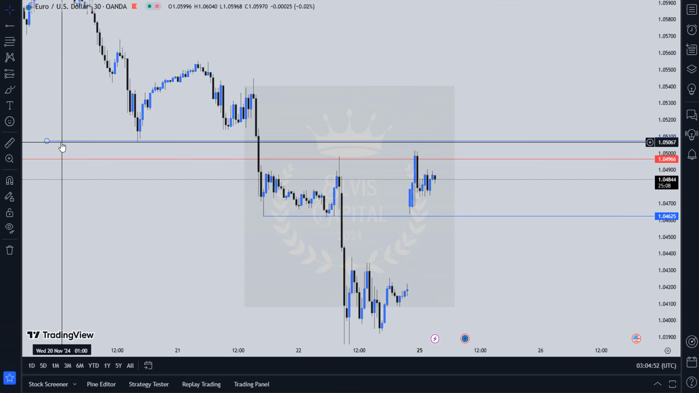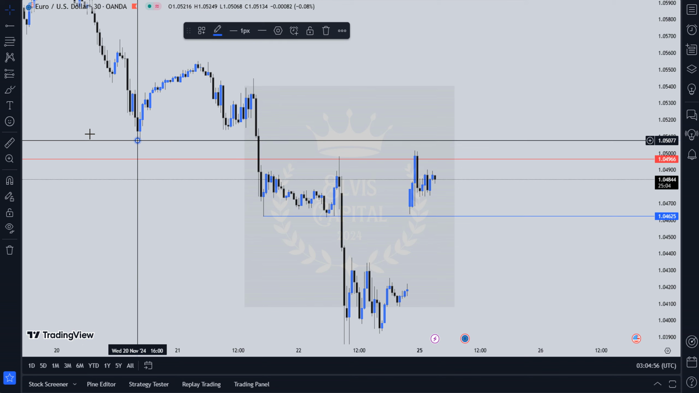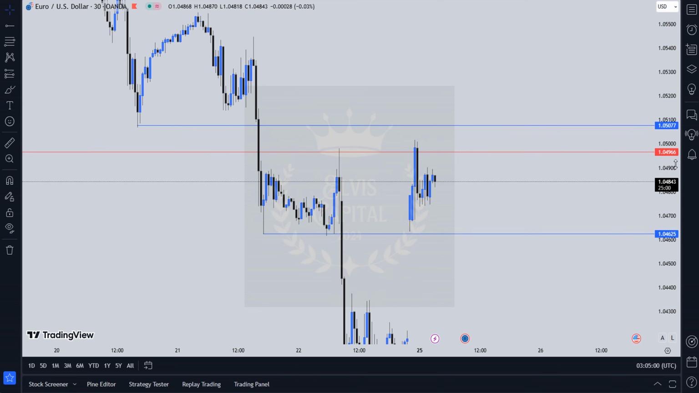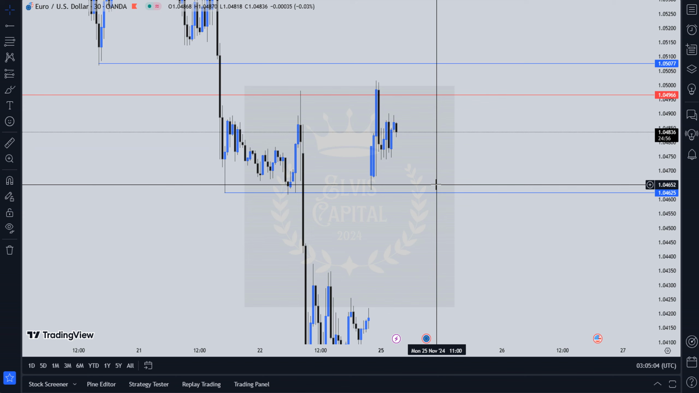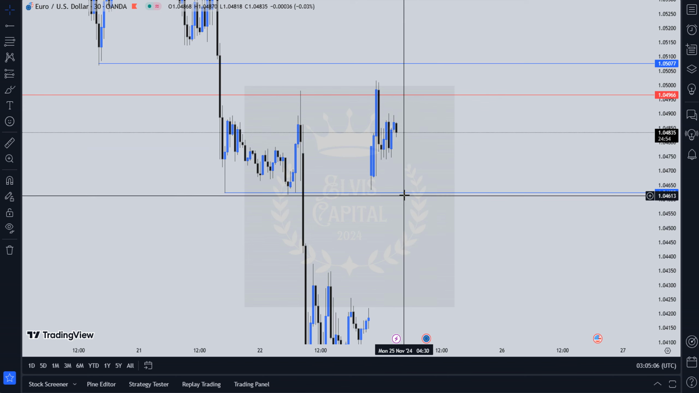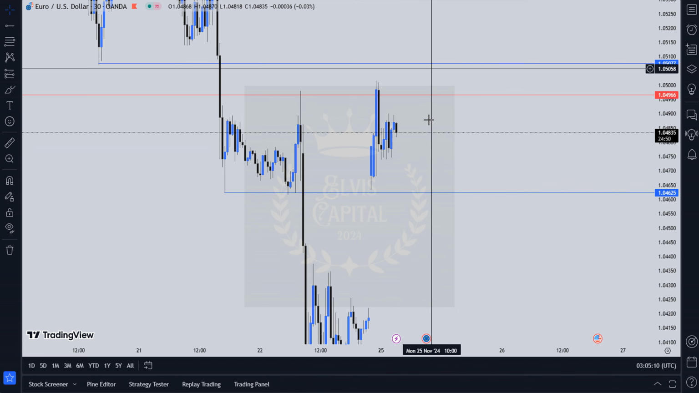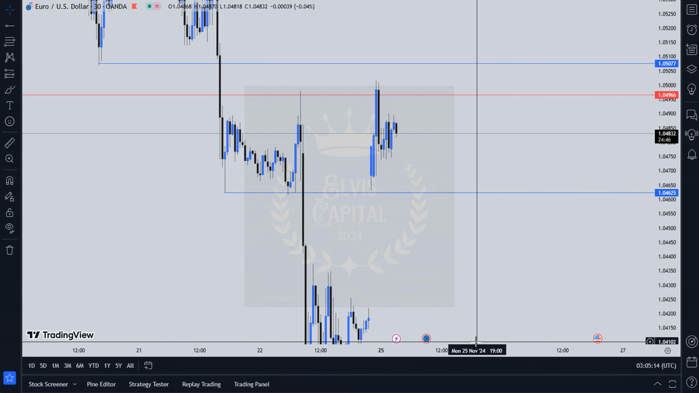So if you look closely and see this, I'm now looking at these three levels over here for Euro USD. What does this really mean to us?